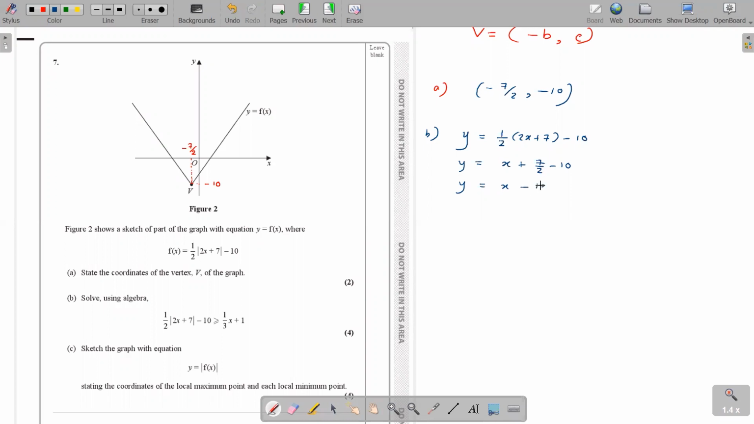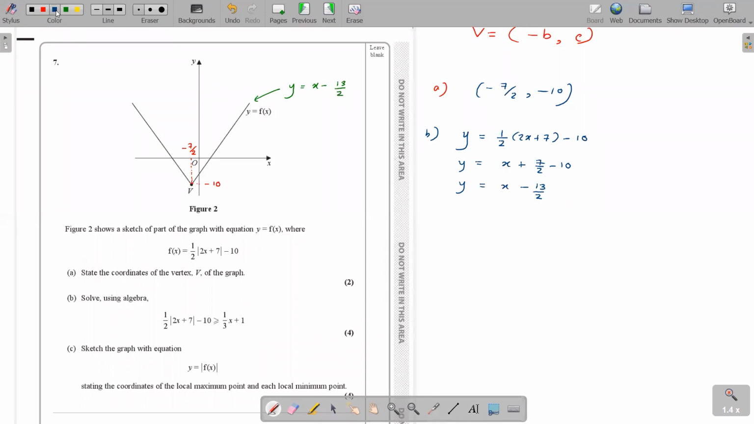Yeah, minus 13 over 2. Simplify. So y equals x minus 13 over 2. So basically you now need to identify from these two graphs which is which. I identify y equals positive 1x, which means a positive gradient. Here, this is the graph with the positive gradient. So this graph should be y equals x minus 13 over 2.